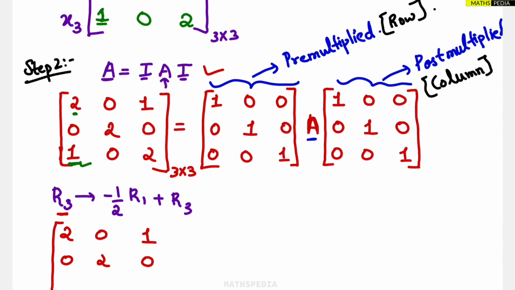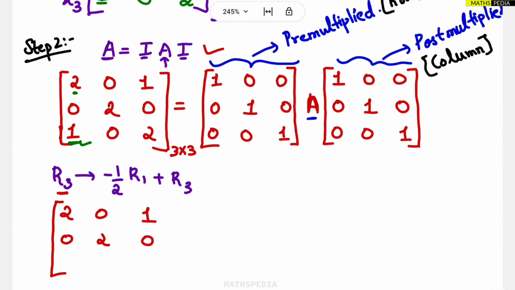Third row, what happens? The 1 will change to 0. Next, 0 is sitting. So let me just do the calculation also. I am doing this calculation: minus half of R1. What is R1? 0, right? 0 plus what is R3? 0. So 0 into 0, anything times 0, it will become 0 itself.